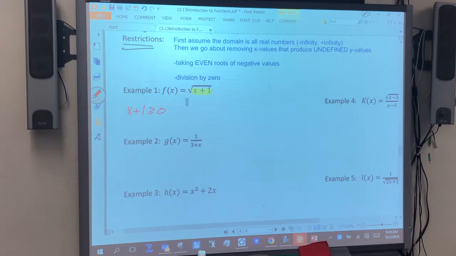Do you now see the purpose of why we had to talk about solving inequalities first? Because they are a prerequisite to being able to find the domain of a lot of our functions. Okay? So I can solve that. x plus 1 greater than or equal to 0 is going to give me x greater than or equal to negative 1, right? Pretty easy solve, right?